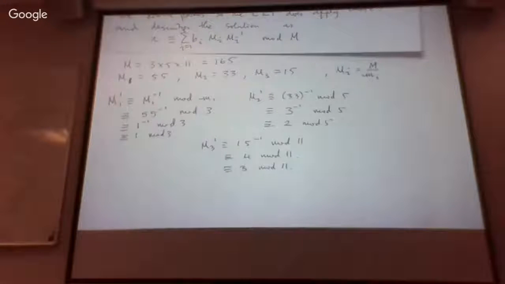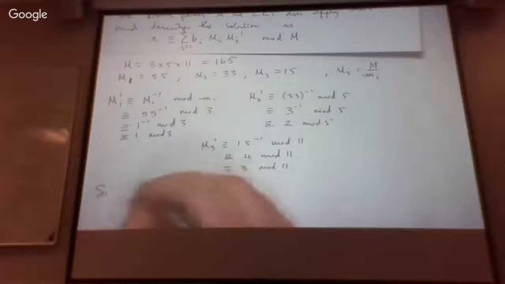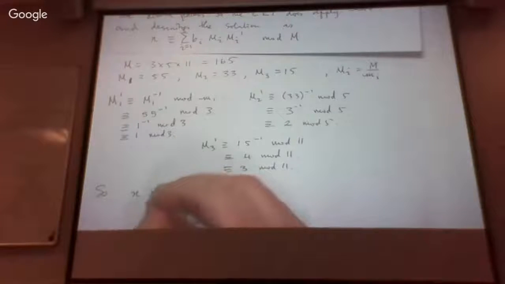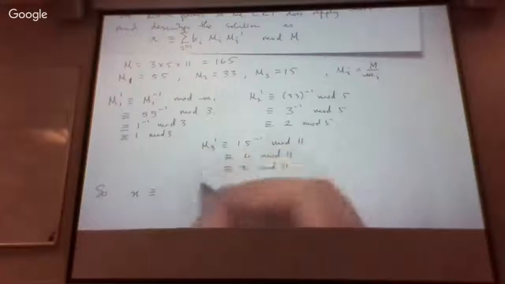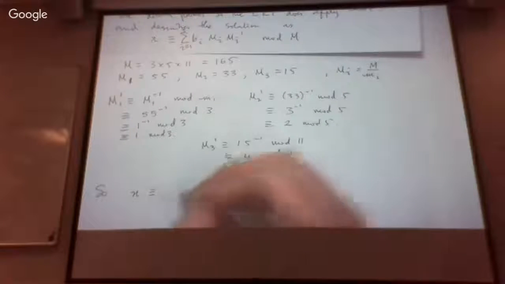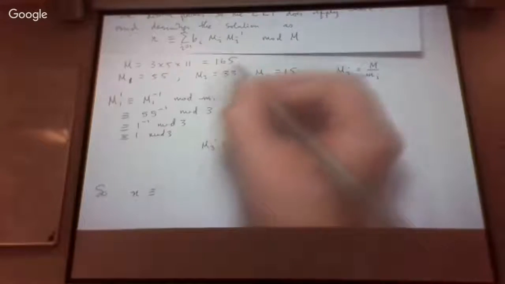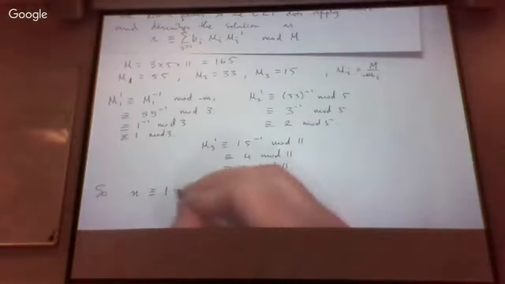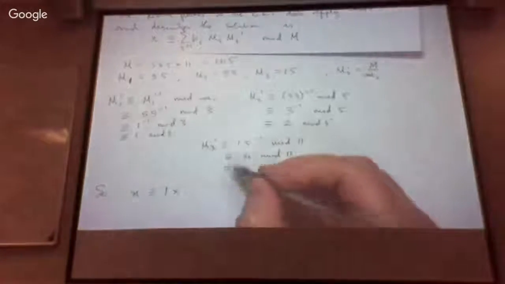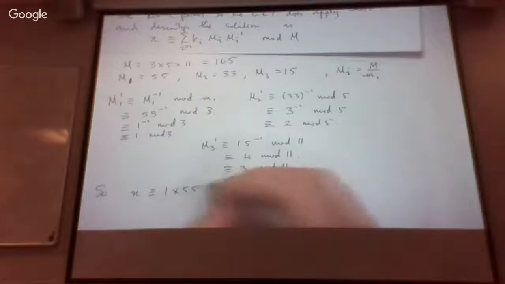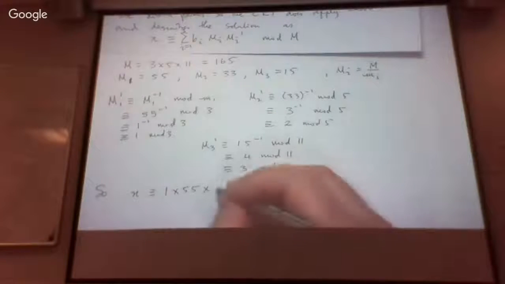So you've got all the ingredients there for that formula. So x is congruent to b1, which is 1, times M1, which is 55, times M1 prime, which is 1.